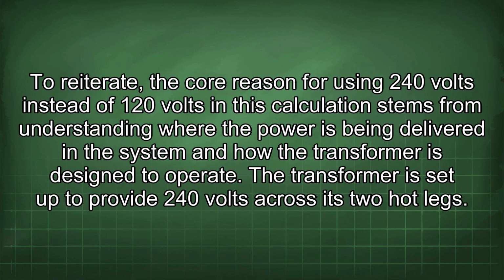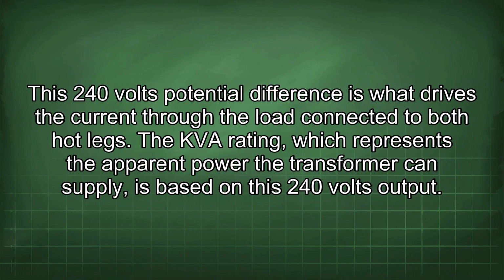To reiterate, the core reason for using 240 volts instead of 120 volts in this calculation stems from understanding where the power is being delivered in the system and how the transformer is designed to operate. The transformer is set up to provide 240 volts across its two hot legs. This 240 volts potential difference is what drives the current through the load connected to both hot legs. The kVA rating, which represents the apparent power the transformer can supply, is based on this 240 volts output.